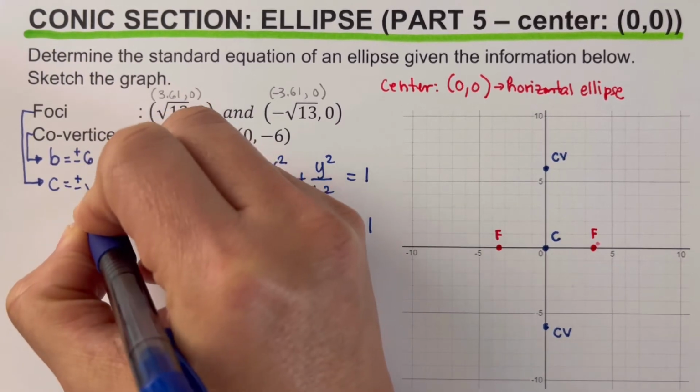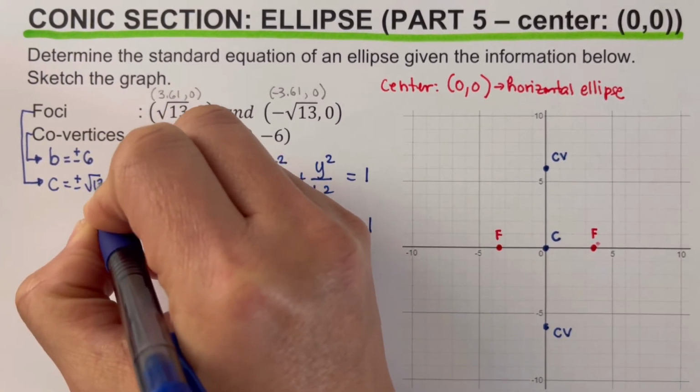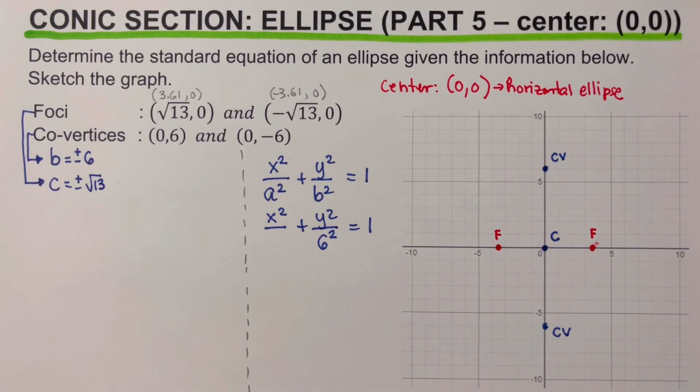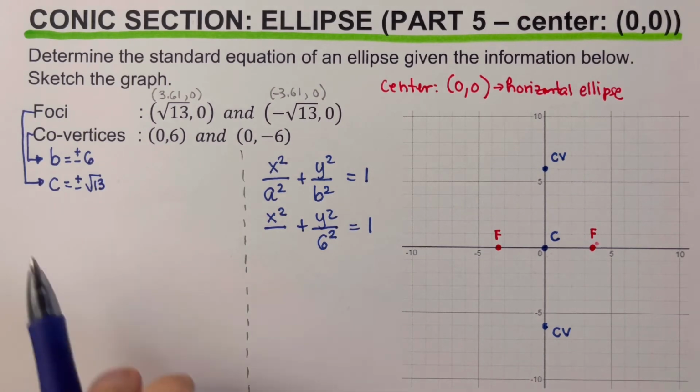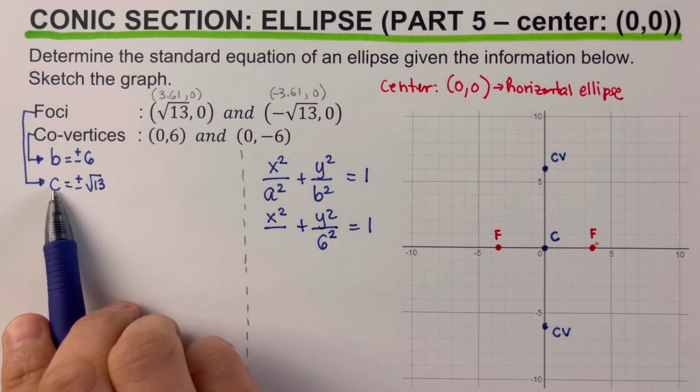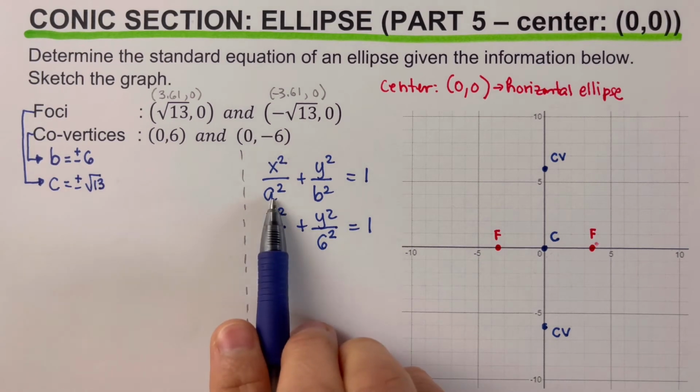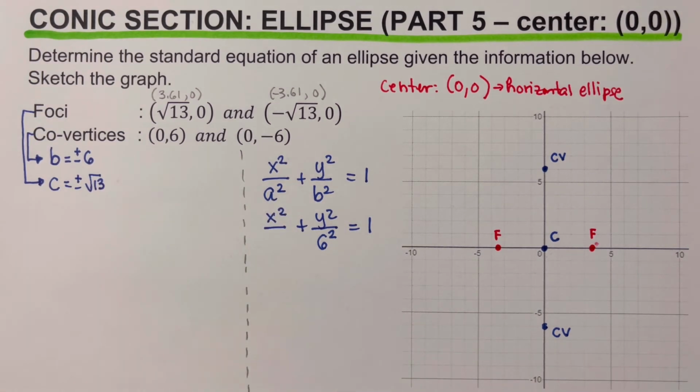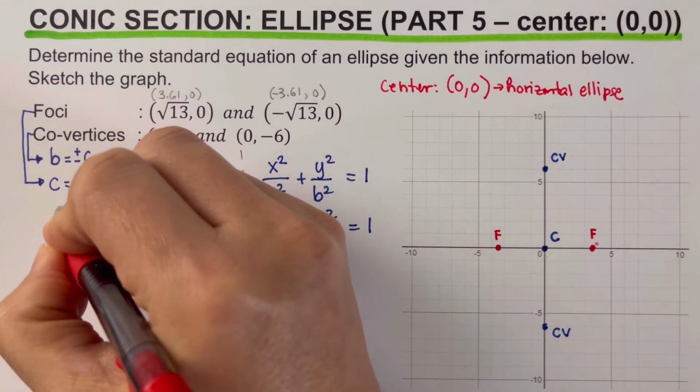So plus minus square root of 13. So this means that we can use this value for C to determine the value for A. Now, this A, B, and C has an equation that relates all these three, and that is C squared is equal to A squared minus B squared. So I'm going to go ahead and write that up here.